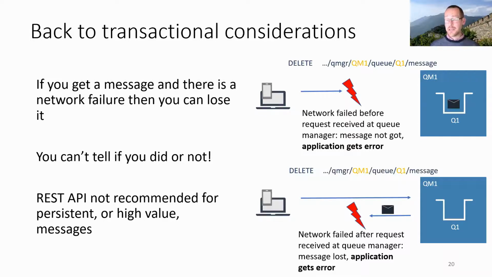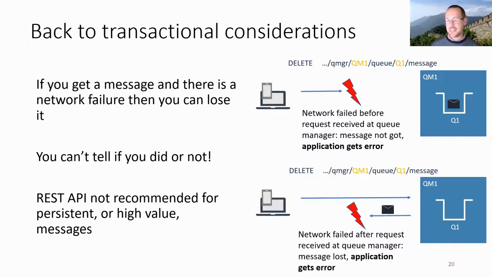But I can't distinguish between this case, where I can go and get the message because I never really got it in the first place, or the scenario on the bottom, where actually I did get the message, it's been taken off the queue, but then there was a network glitch and the message was lost on the way back to me, right? I can't tell between those two scenarios with the MQ REST API or any other REST API when you're talking about destructively deleting data. And I might have lost something valuable here.